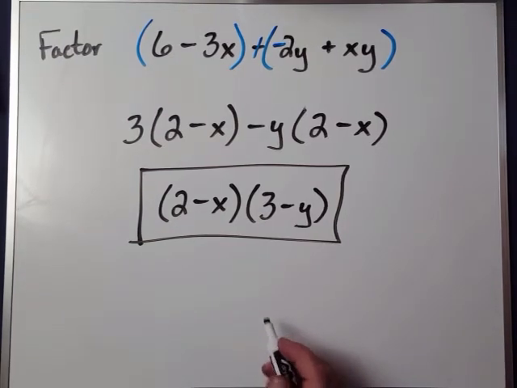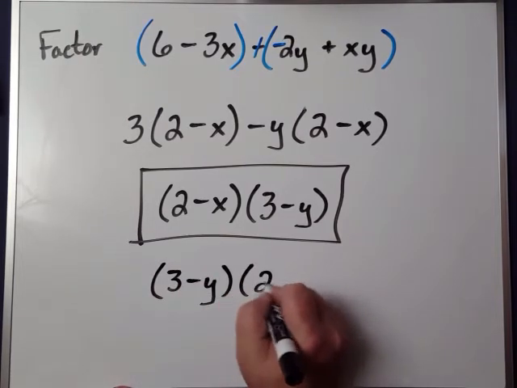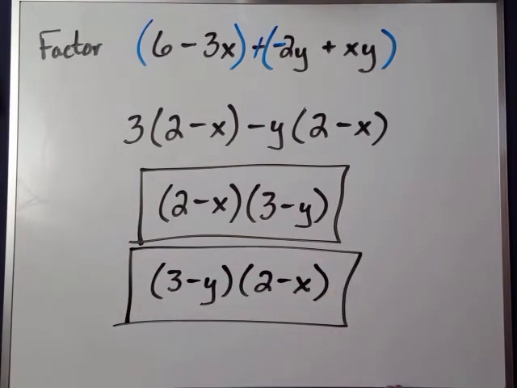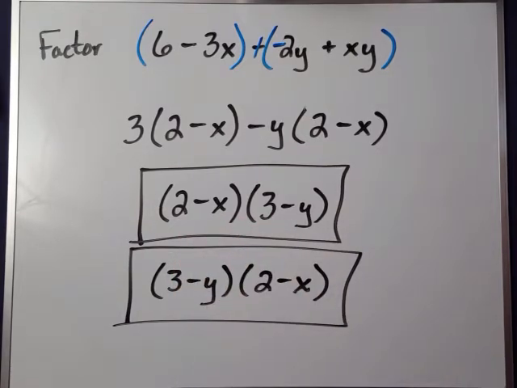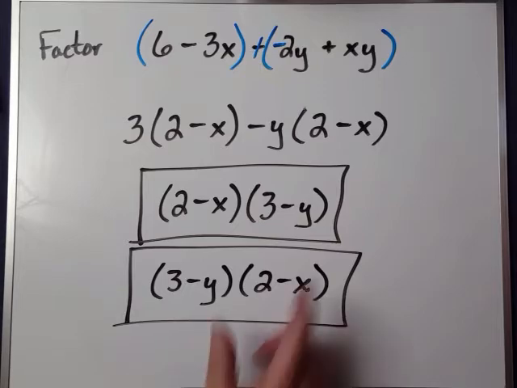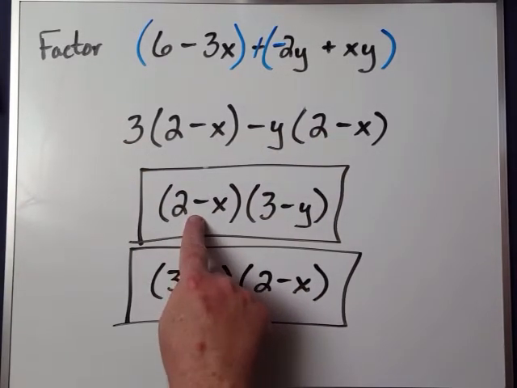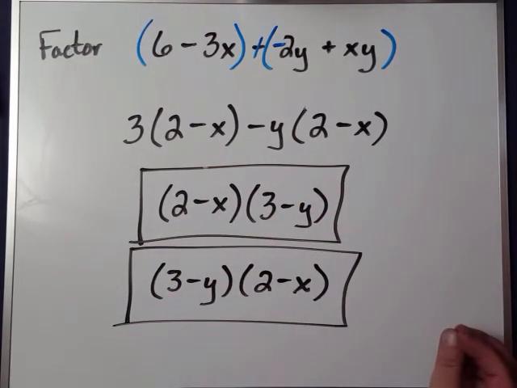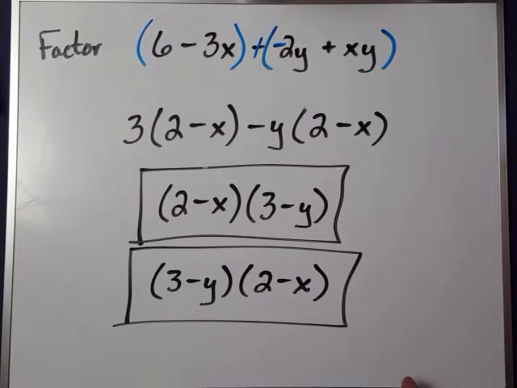Quite often the question comes up, is it okay if I write this as the 3 minus y up front and then the 2 minus x? Is that okay? Yeah, that's fine. Because multiplication is commutative, it doesn't matter what order those factors are in. I'm in the habit of factoring a greatest common factor out to the front or to the left, and so that's where mine ends up. If you've done this type of problem before and you're used to pulling out to the right, help yourself. There's no problem. These two answers are, for all intents and purposes, identical.